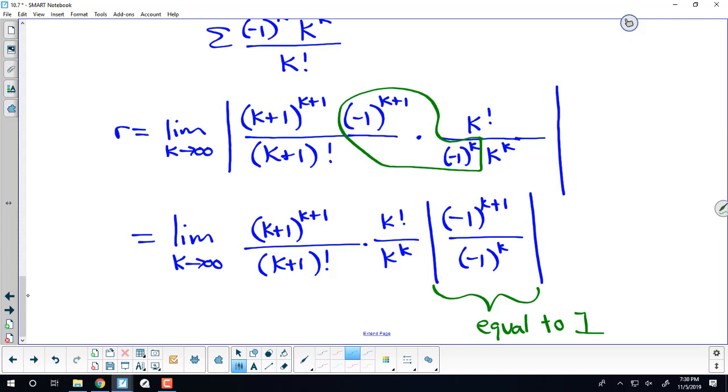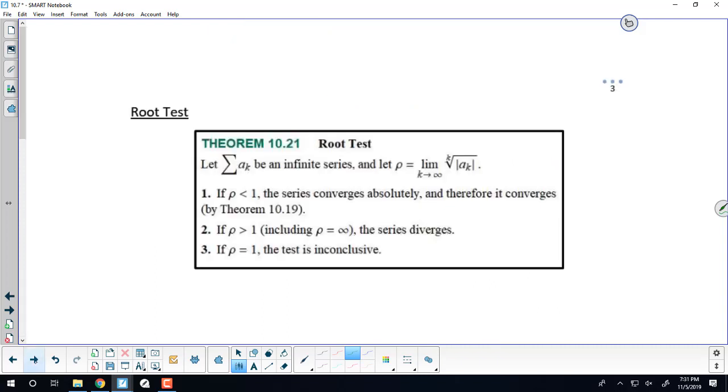Any questions on the ratio test? The root test, although different, we're still computing a limit at infinity, and you'll notice that these three conditions for the root are identical to those of the ratio. So we've got two different tests, but their conclusions are exactly the same.